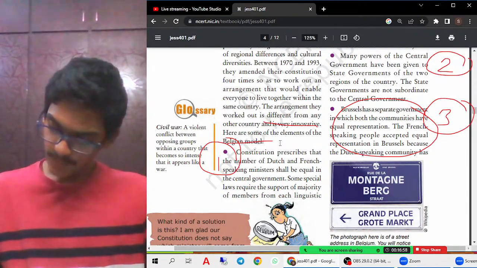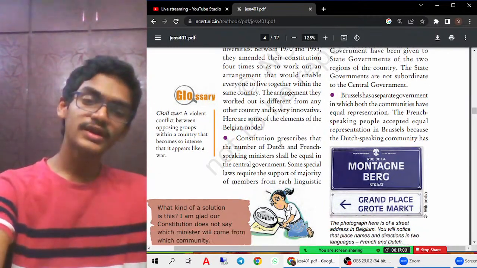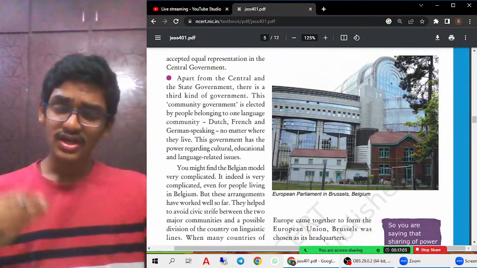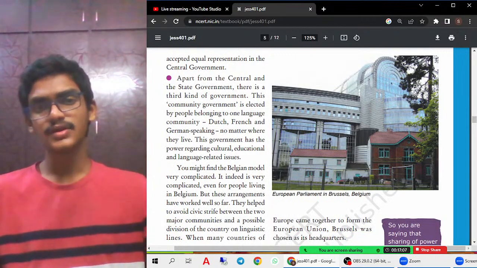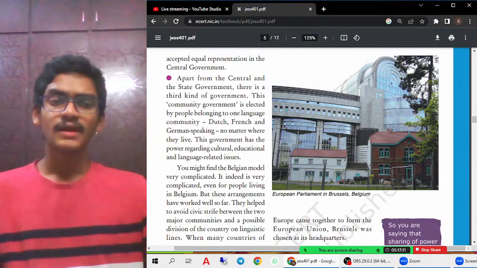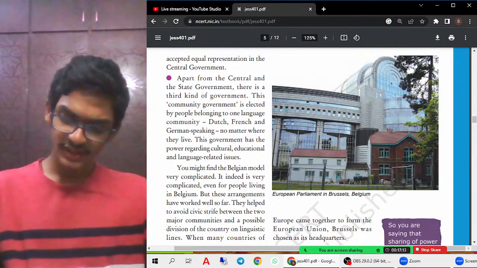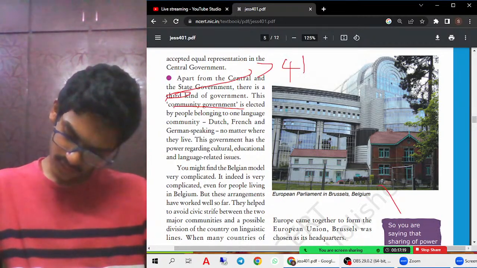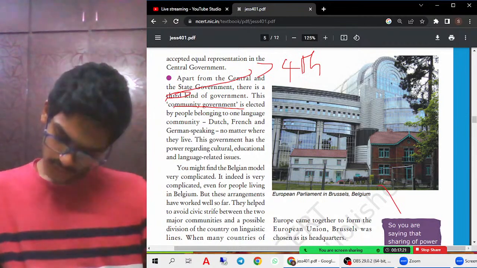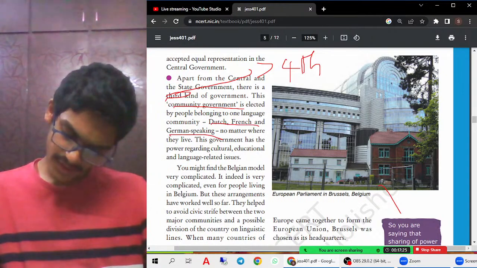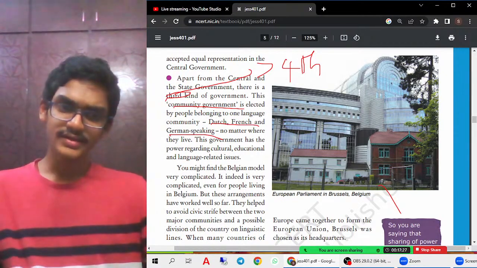Therefore, Brussels also had equal representation of both French and Dutch speaking communities. Then after that we have a community form of government. This community government looks into matters related to all the communities, that is the French, Dutch and German speaking communities. They have power regarding culture, language and educational matters. You can say that this is the fourth kind of government, not the third. Dutch, French and German speaking communities can easily live together in a society.